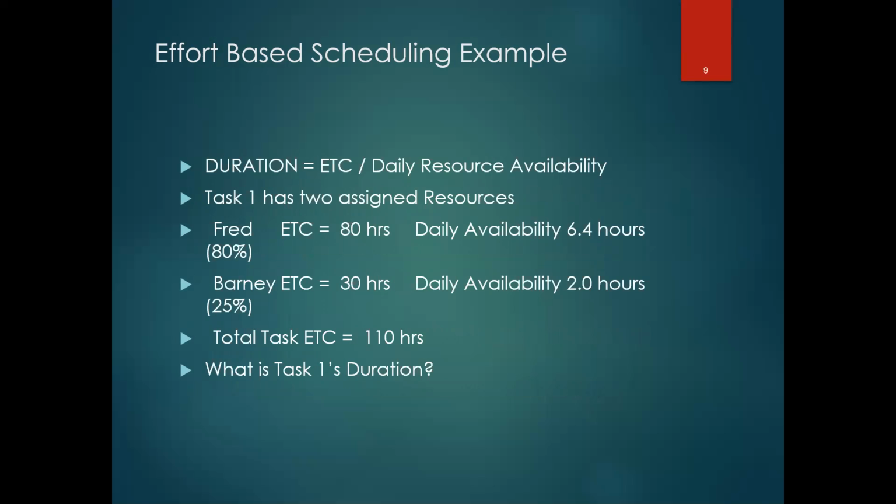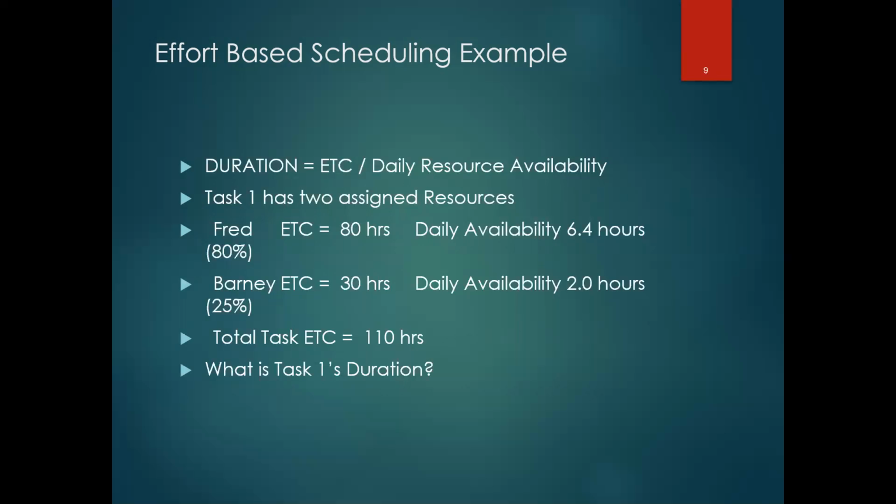So in this example, I have a task 1. It's got 2 resources. It's got Fred. He's got ETCs of 80 hours and daily availability of 6.4 hours a day. And then you have Barney, whose ETCs are 30 hours and daily availability of 2 hours a day, or 25%. So the total task ETCs are 110. And notice my ETCs are at the assignment level, not at the task level. The roll up of the assignments is 110 hours. What's the duration of this task?